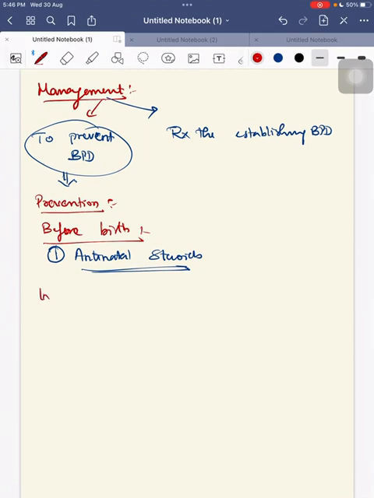Next, after birth in the delivery room. In the delivery room, the most important thing is the golden hour of management. So the principal management is in the golden first hour.